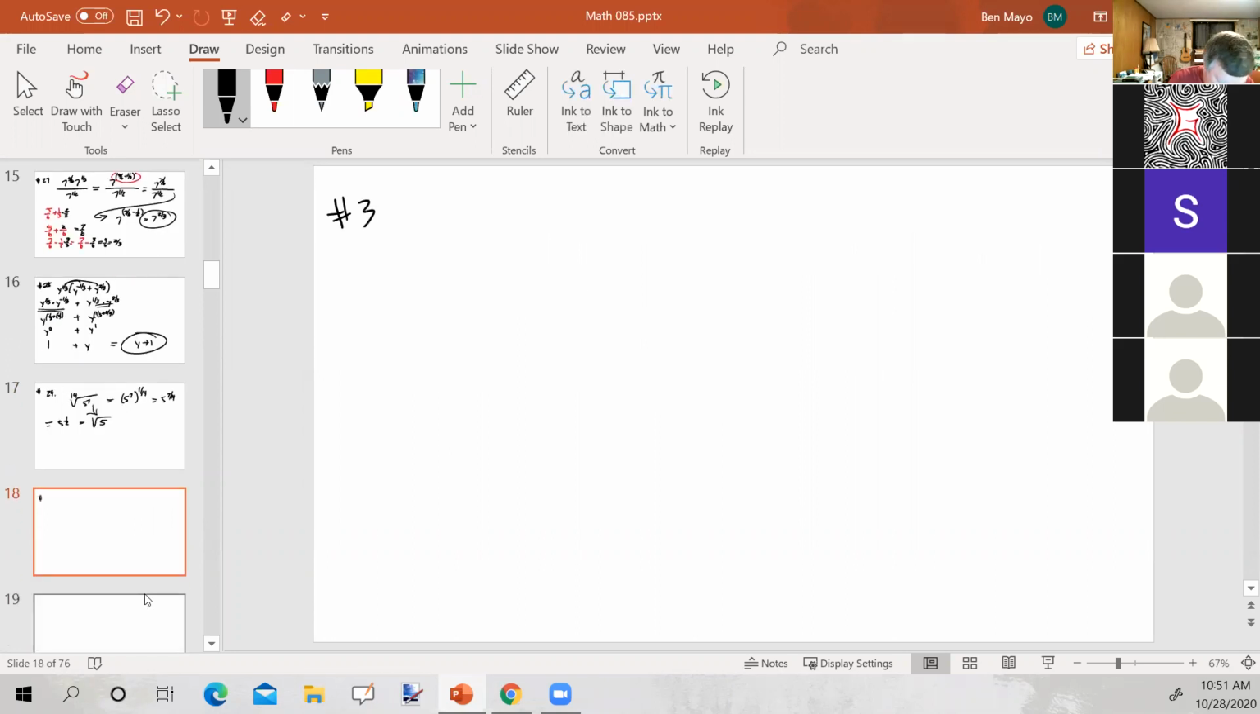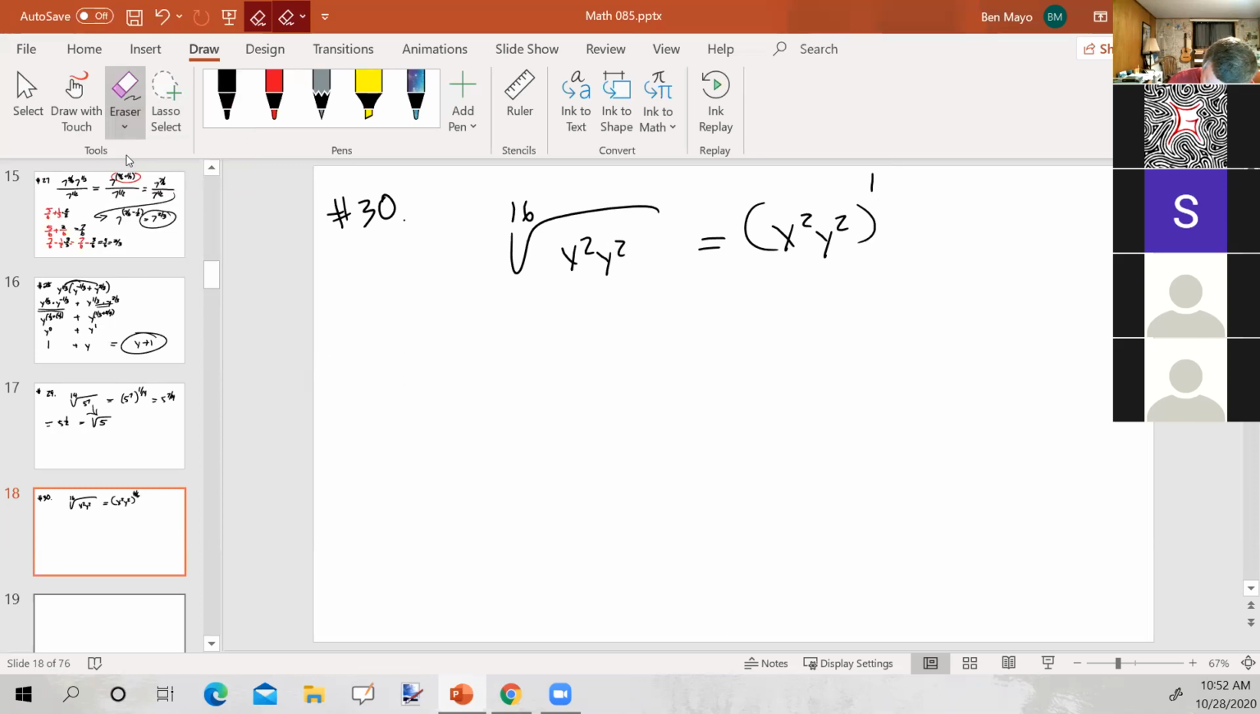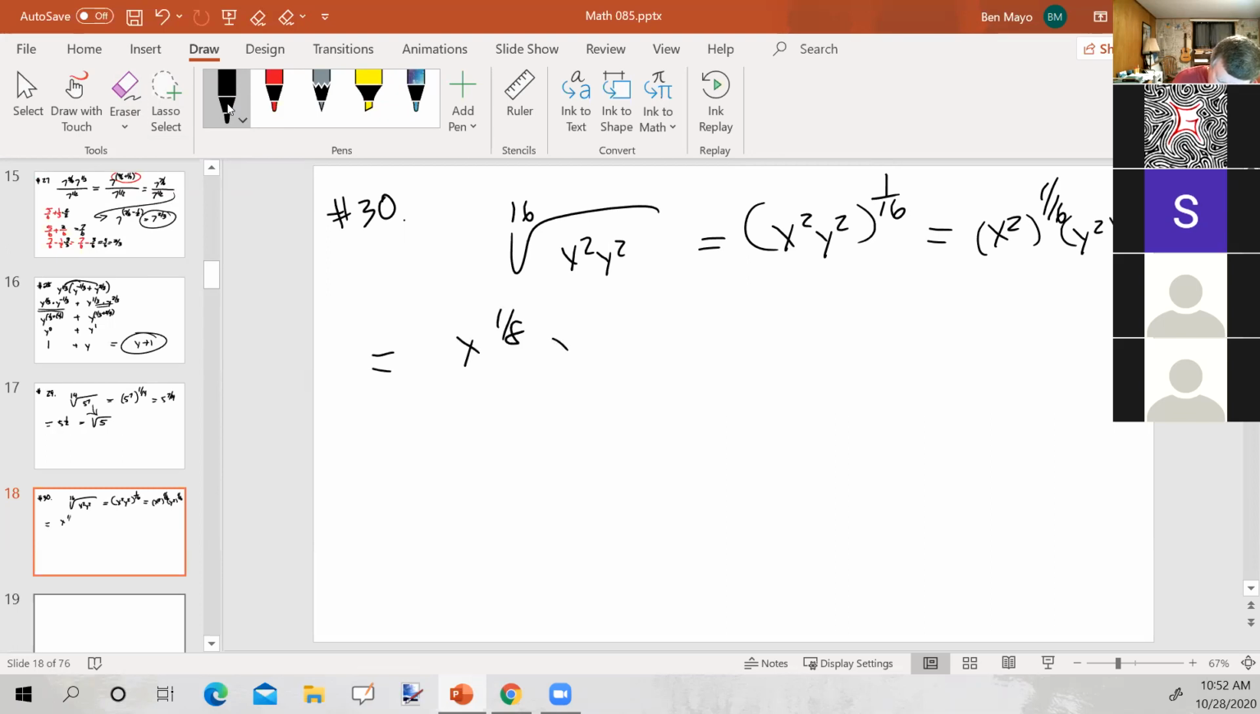All right. Number 30, use rational exponents to simplify the radical. So basically the same thing. The 16th root of x squared y squared becomes x squared y squared to the 1/16th power, which is x squared to the 1/16th, y squared to the 1/16th, which is x to the 1/8th, y to the 1/8th, which is the 8th root of xy. Very similar to the very first problem I did this morning, different numbers, but same idea.